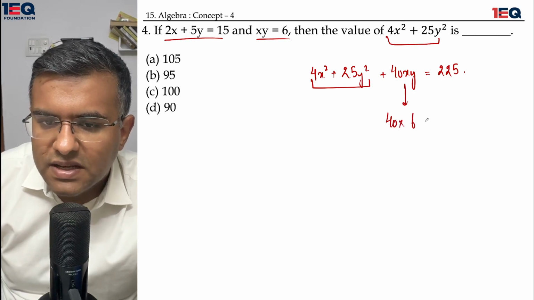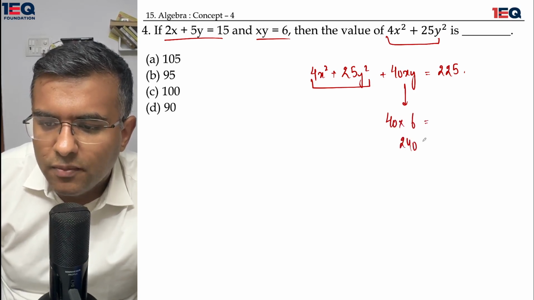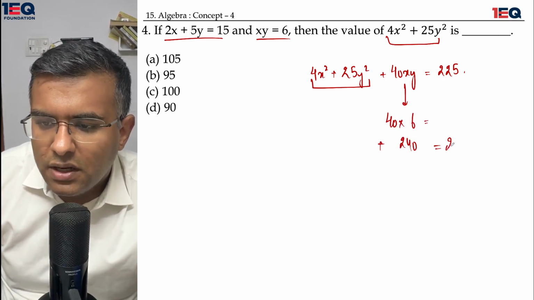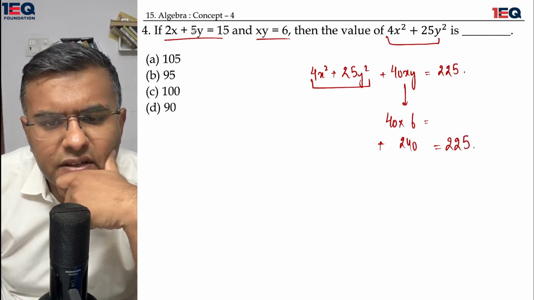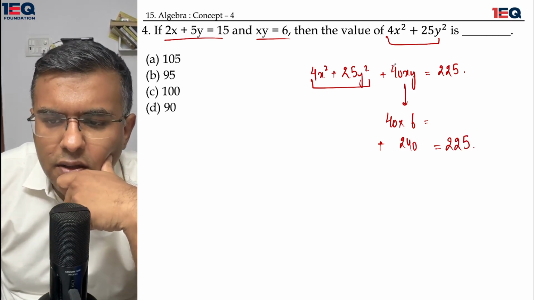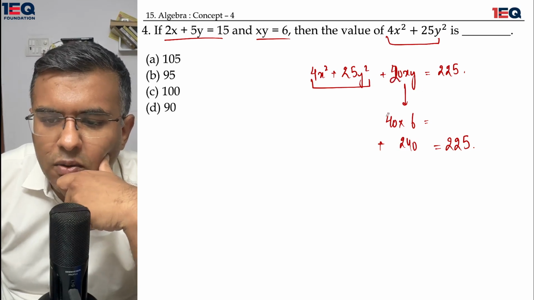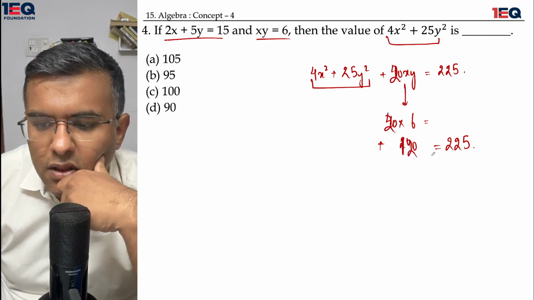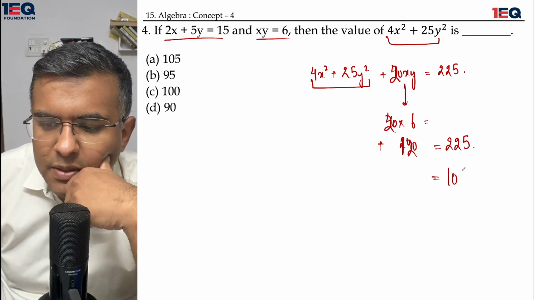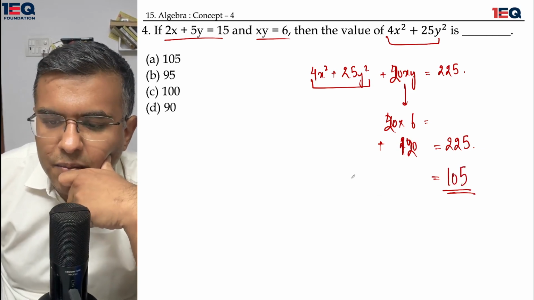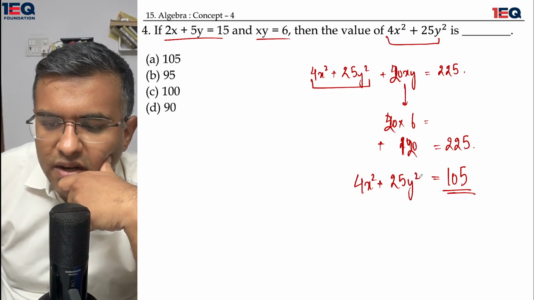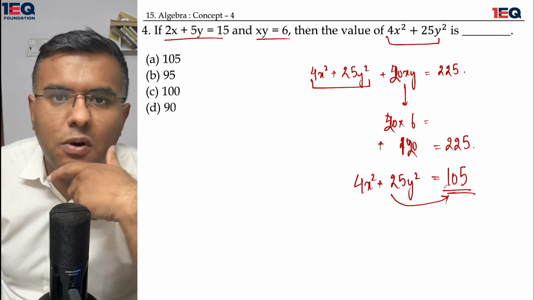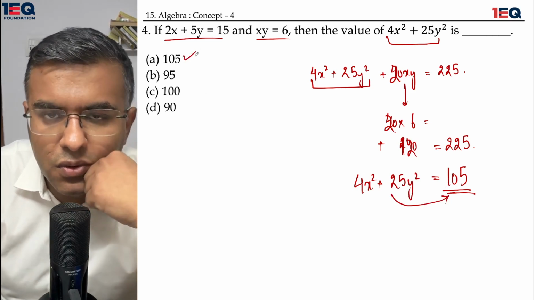40 multiplied by 6 becomes 240. This 240 is a plus sign over here and there is a 225 over here. 2 5s are 10 and no, this is a 20. This is not a 40. This is a 20. So this is not 240, this is 120. The 120 goes to the other end and it becomes 105. So the value of 4x square plus 25y square is equal to 105.